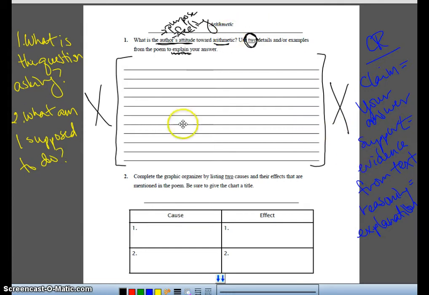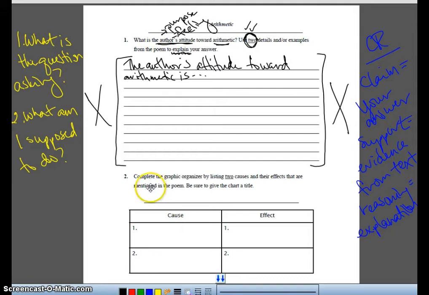Okay, now when you go through and you actually answer this, please make sure to restate. So this should start with the author's attitude toward arithmetic is, followed by your claim, your support, and your reasoning. As you're adding your details, it's a really good test-taking strategy to also add a check mark as you're going through after you've added the details to make sure you've got your two.